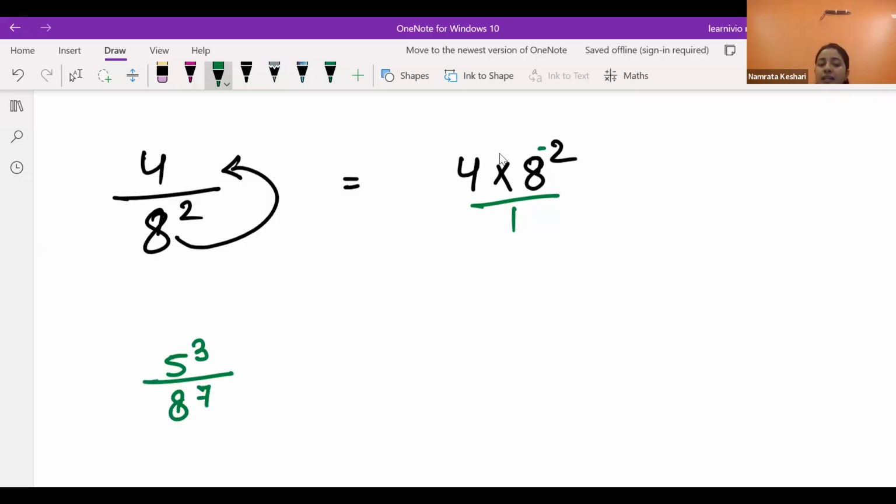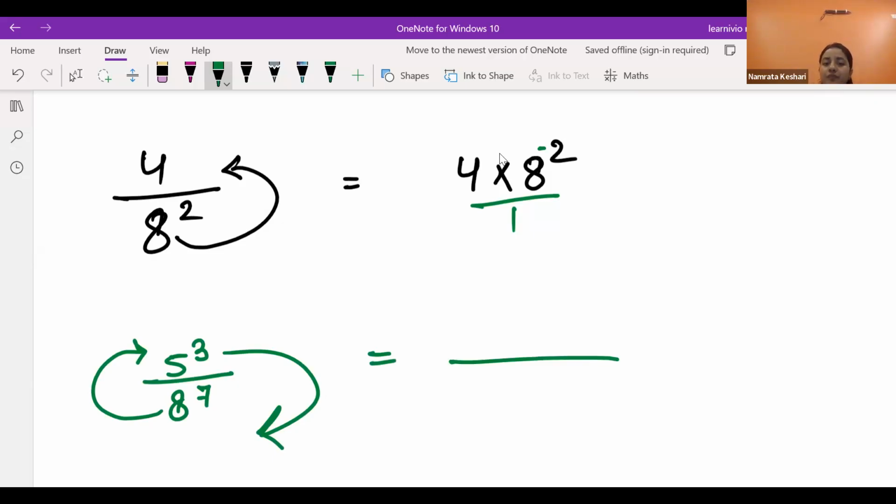Now this 8 is telling that I want to go in the numerator, and 5 is telling that I want to go in the denominator, for any reason, for any calculation or representation. So 8 will go in the numerator. We will be having 8 to the power minus 7, and 5 will come in the denominator. We will be having 5 to the power minus 3. Making sense? Okay, so this is how we will use this rule.